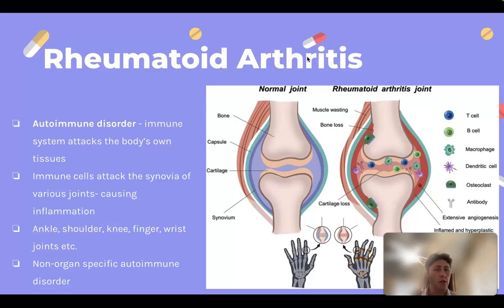In the joint with rheumatoid arthritis, you see the various immune cells present in there that are influencing those synovial cells to attack itself, which causes immense inflammation and affects other areas of the body. The major joints that rheumatoid arthritis affects are the ankles, shoulders, knees, fingers, wrist joints, etc. Rheumatoid arthritis is also a non-organ specific autoimmune disorder, meaning it does not attack a specific set of organs. Many organs are damaged as a result of the major inflammation caused by rheumatoid arthritis.